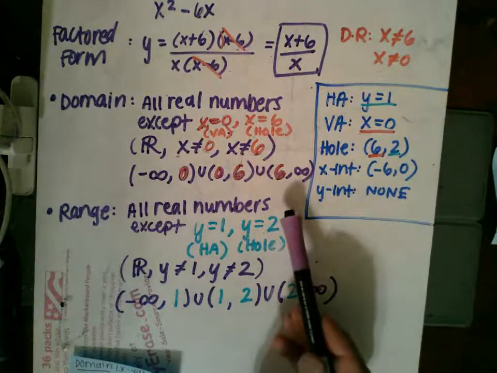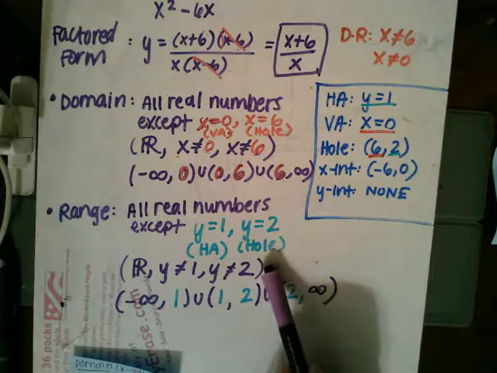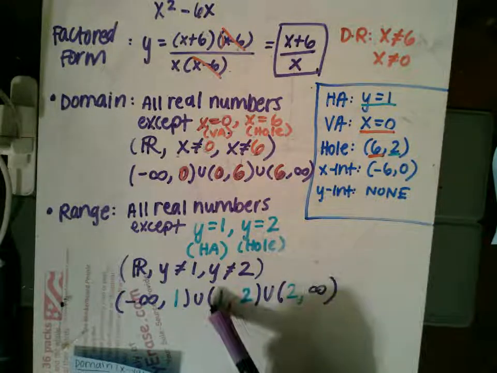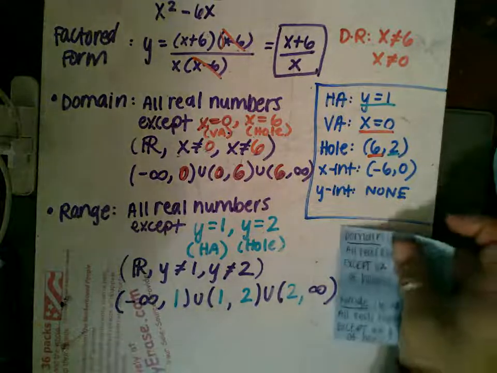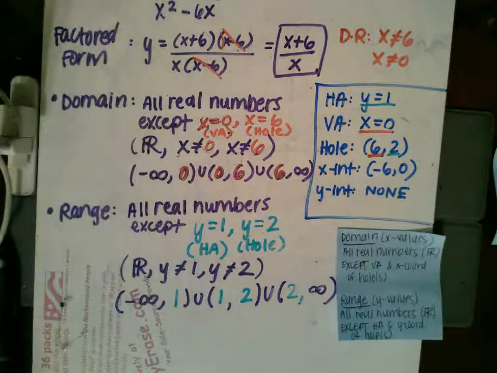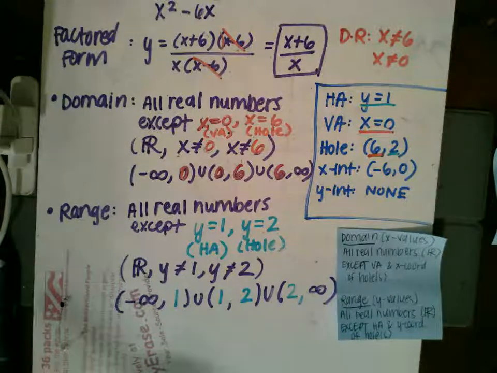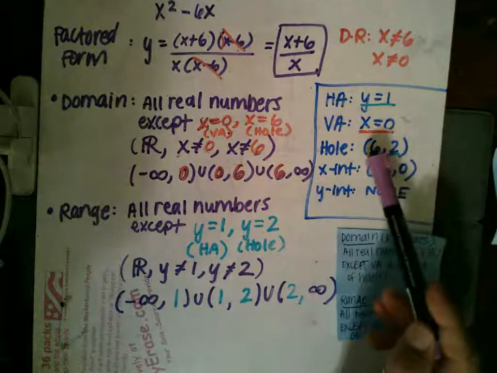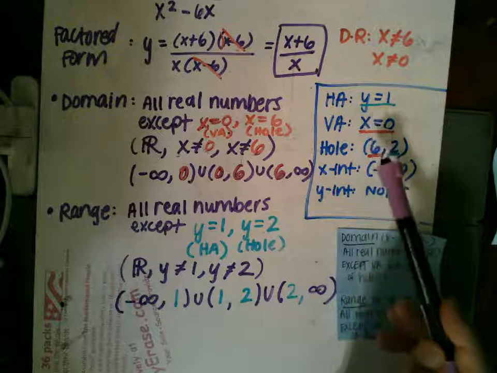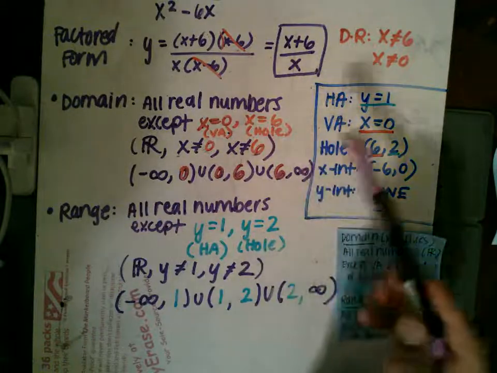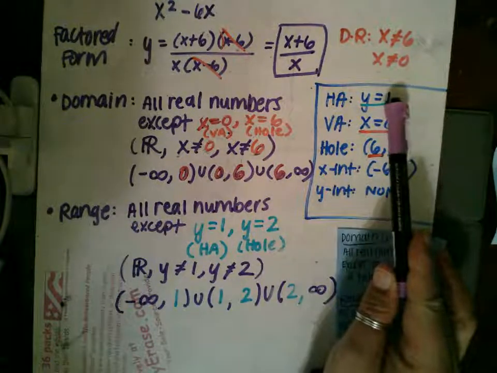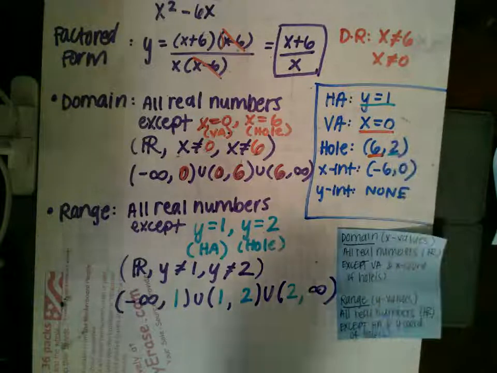So this is how to say it in words. This is a fast way to write it out using some mathematical notation, and this is interval notation for our domain and range. But it's important to know that our domain is all possible x values. Remember, I like to keep that in my head. So I'm going to exclude the x values, the vertical asymptote x-coordinate and the hole's x-coordinate. Range is all possible y values. I'm going to exclude the horizontal asymptote y value and the y value of the hole.